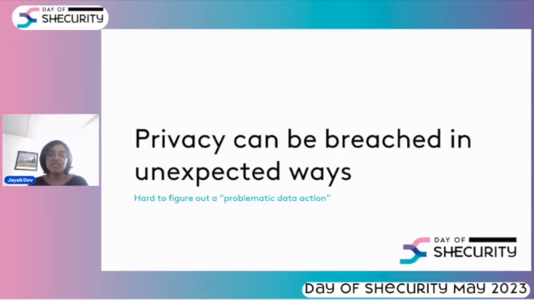So privacy can mean different things to different people, but generally when we talk about privacy, we mean protecting people's data and in turn protecting people themselves from unintended consequences of data. However, privacy can be breached in completely unexpected ways. For example, in the Strava breach that happened a couple of years ago, the route logs from Strava users gave away the location of military bases. Hence, it becomes hard to find what problem a data action might cause, even when an application works exactly how it is supposed to.